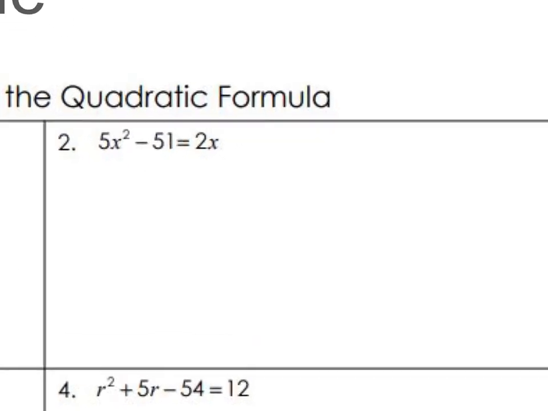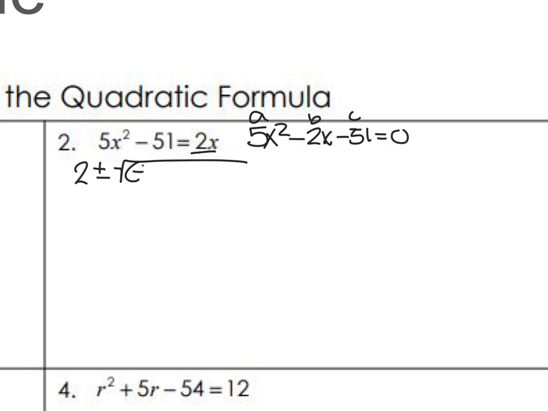Number 2, set it to 0. So we'll have 5x squared, bring this over to the other side, doing the opposite. So minus 2x minus 51 equals 0. So this is A, B, C. So again, quadratic formula, opposite of B would be positive 2 plus or minus square root of negative 2 squared minus 4 times A times C over 2 times A.